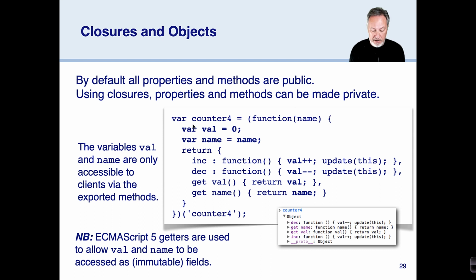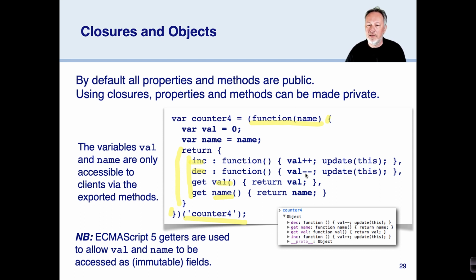So now here's a cool thing that we can do. We're going to define now counter 4, and counter 4 is going to be the result of invoking a function here. So here's the function, and here we invoke it with the parameter counter 4. What does the function do? Well, the function is going to return an object here, and that object will have an increment, a decrement, and a val and a name features.